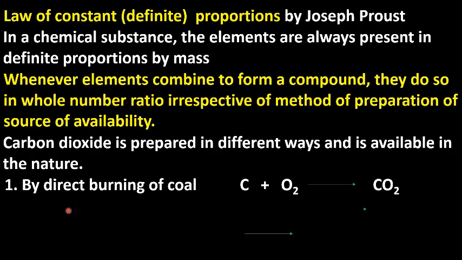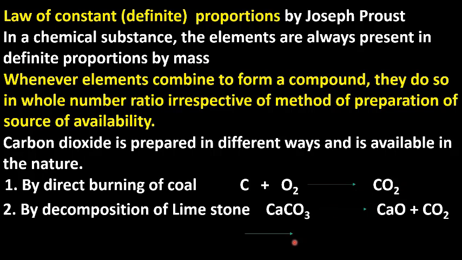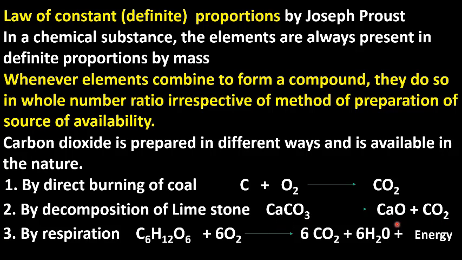That is by direct burning of coal. If coal is burnt, we get carbon dioxide. By decomposition of limestone, limestone means calcium carbonate. Limestone is used in the cement industry and we get carbon dioxide here. When limestone is heated, we get carbon dioxide.